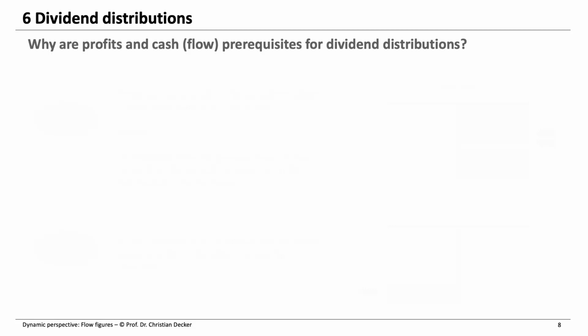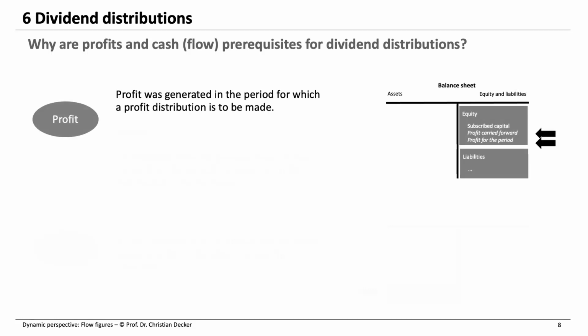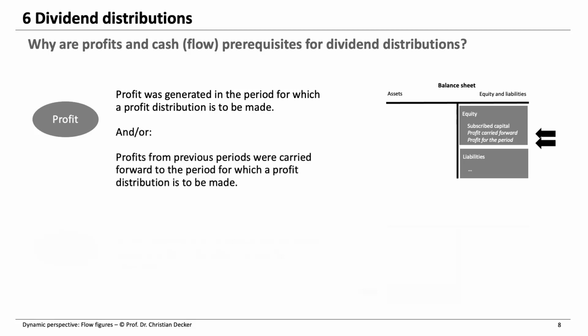First, there are prerequisites related to the flow figure profit. Profit was generated in the period for which a profit distribution is to be made, and/or profits from previous periods were carried forward to the period for which a profit distribution is to be made. If a dividend distribution were made without a profit for the period or profit carried forward, this would lead to a repayment of the subscribed capital. In other words, the equity base of the enterprise would be eroded.